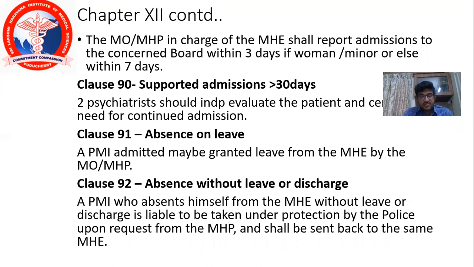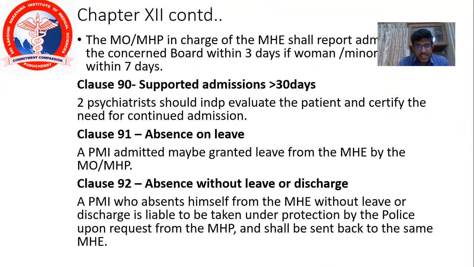Clause 90 deals with supported admissions for more than 30 days. Two psychiatrists should independently evaluate the patient and certify the need for continued admission. Clause 91 deals with absence on leave. A person with mental illness admitted may be granted leave from the mental health establishment by the medical officer or the mental health practitioner. Clause 92 deals with absence without leave or discharge. A person with mental illness who absents himself from the mental health establishment without leave or discharge is liable to be taken under the protection of the police upon request from the MHP and shall be sent back to the same mental health establishment.